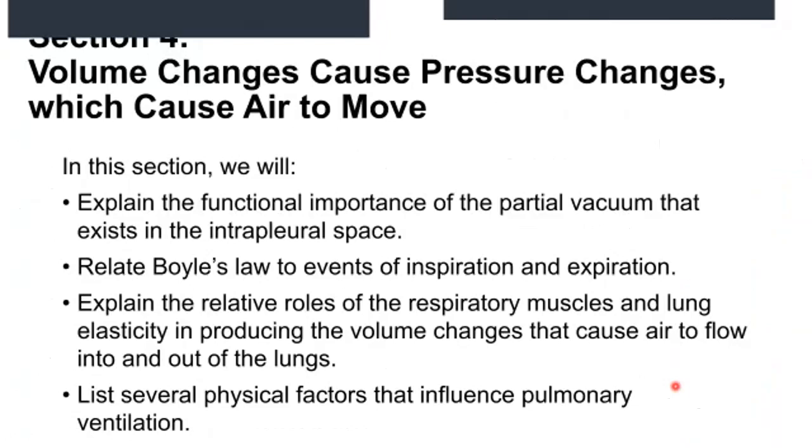So volume changes cause pressure changes, which causes air to move. So in this section, we're going to talk about the importance of the partial vacuum that exists in our interpleural space, talk about Boyle's law and what that is and how it relates to respiration, talk about the roles of our respiratory muscles and the role of lung elasticity or compliance in producing the volume changes that cause the air to flow in and out of the lungs. And then we'll talk about some different physical factors that can influence pulmonary ventilation.